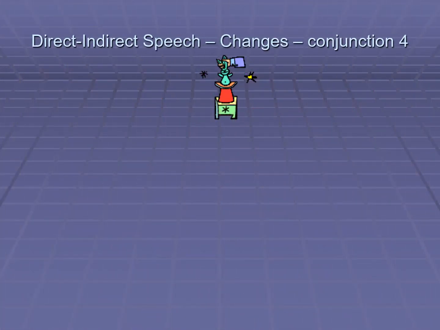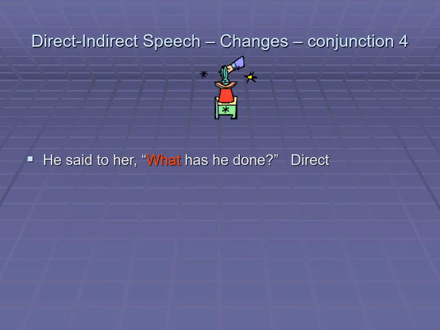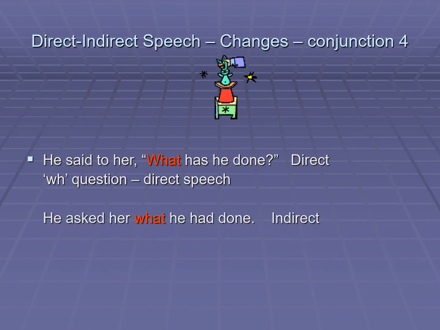Changes in conjunction, part 4. Here are some other examples. Let's see. He said to her, "What has he done?" It's a direct sentence which consists of a WH question. He asked her what he had done. Indirect sentence.